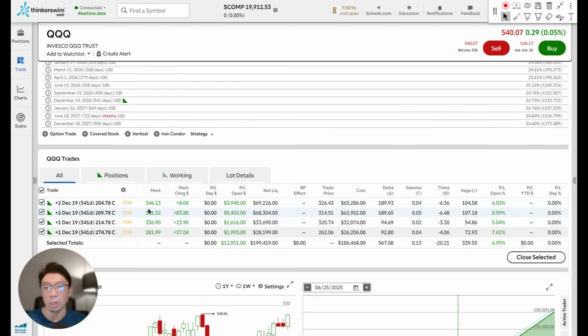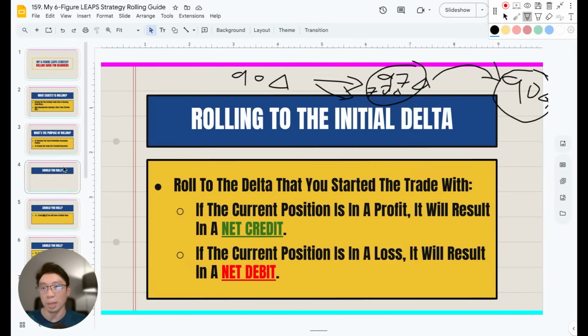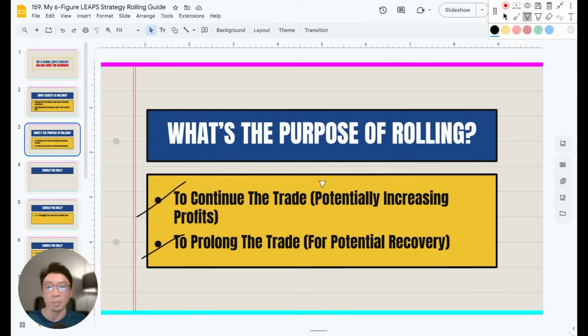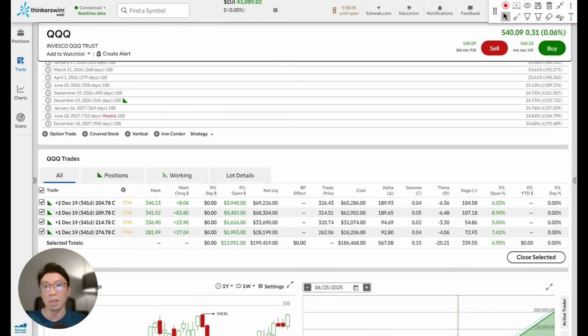As you can see over here, I do have some positions that I've already rolled, because previously they were already deep in profits, and at that point in time, it was getting close to expiration. So I wanted to roll to continue the trade to potentially increase the profit. If you remember, let me go back to the slides down here. The purpose of rolling, there are two. Because my initial trade was in a profit, when I roll it again, the idea here is to continue the trade, potentially increasing the profits, because the underlying is an index ETF, which is QQQ, and I have a bullish view. So I choose to roll it.